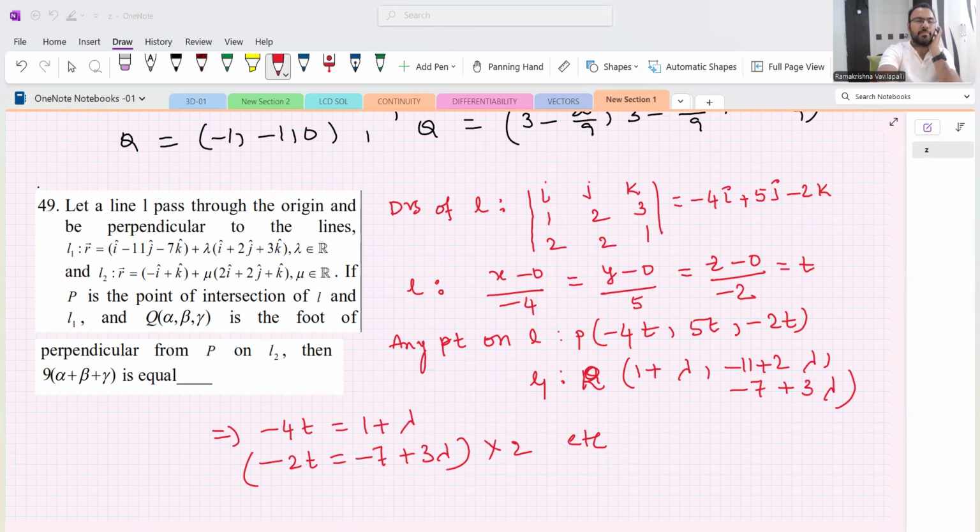Question 51 is printed wrongly, respectively at points P and Q.